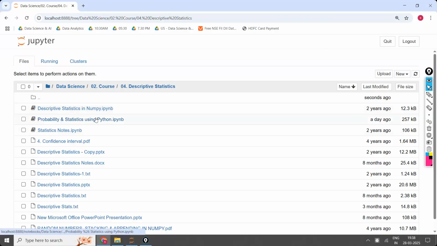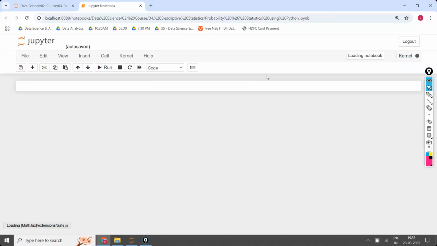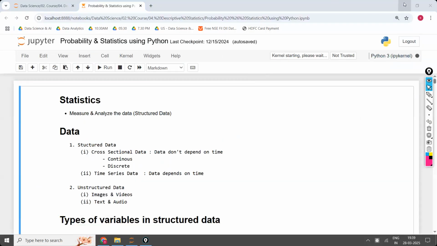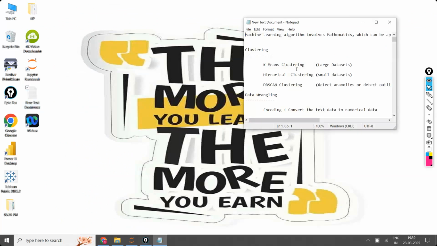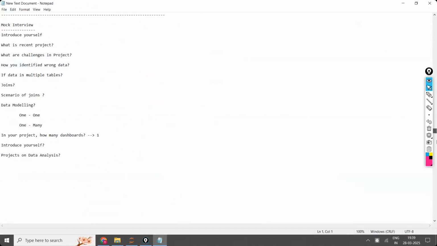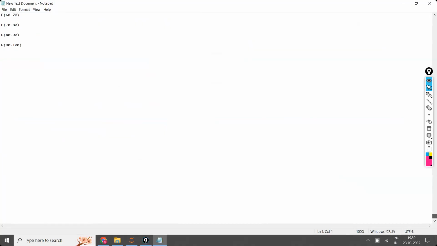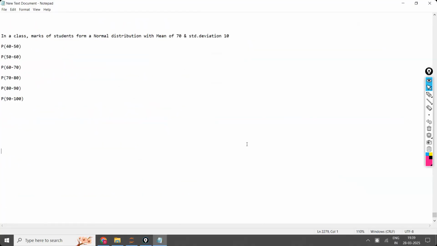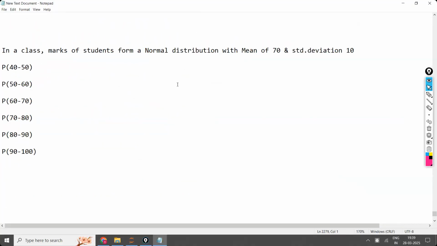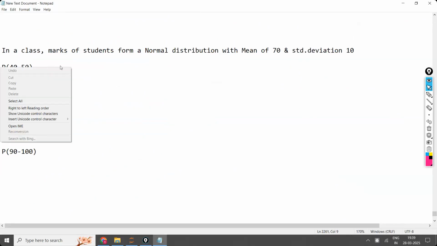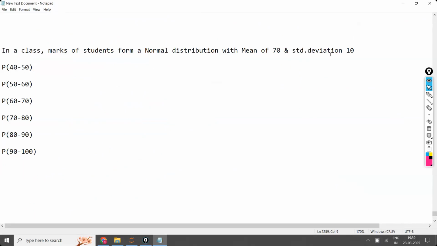In the last class, we discussed probability and how to calculate probability using the z-score and z-table. Now, let's conclude that one. Before moving further, in the last class I asked you to complete this assignment. In a class, marks of the students form a normal distribution with a mean of 70 and standard deviation of 10. What is the probability for marks between 40 to 50? What is the answer, guys?